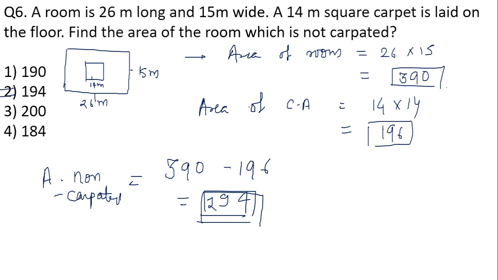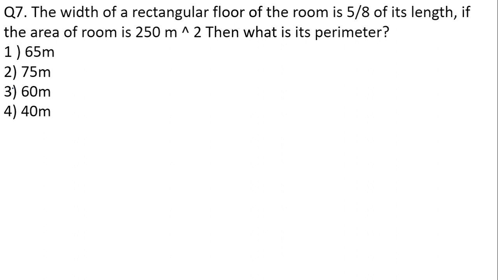Moving on to the next question. The width of a rectangular floor of the room is 5 by 8 of its length. If the area of the room is 250 meters square, what is its perimeter, is the question. Options given are 65 meter, option B 75 meter, option C 60 meter, and option D 40 meter.